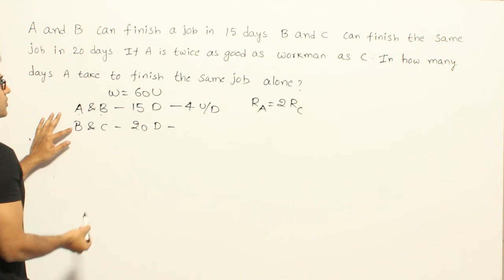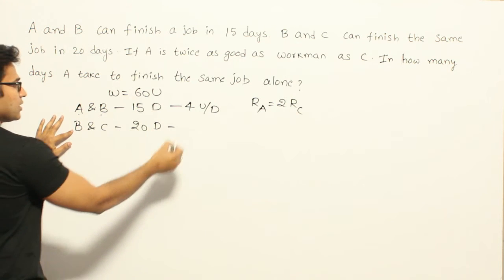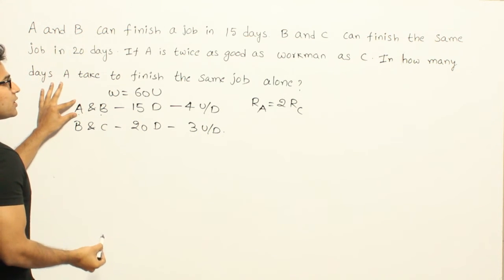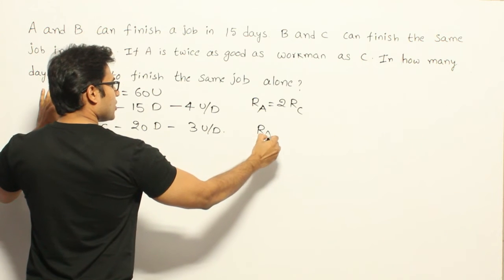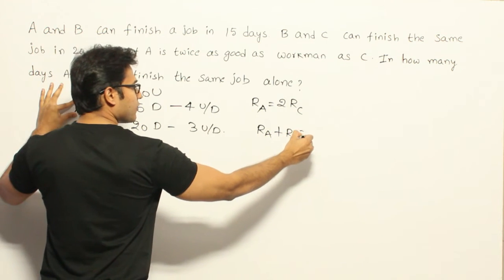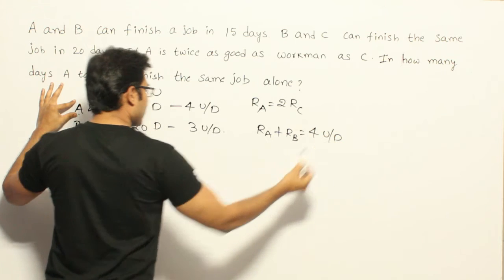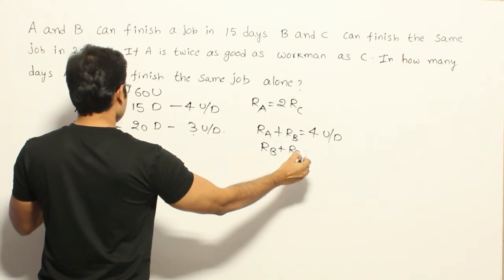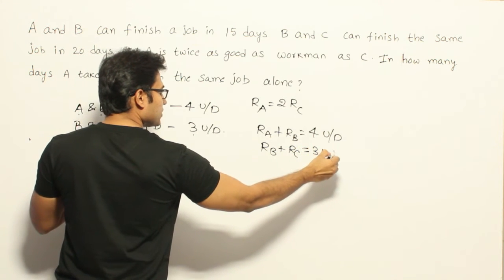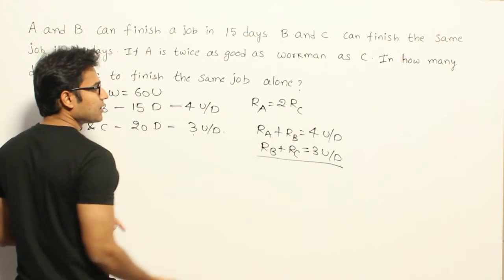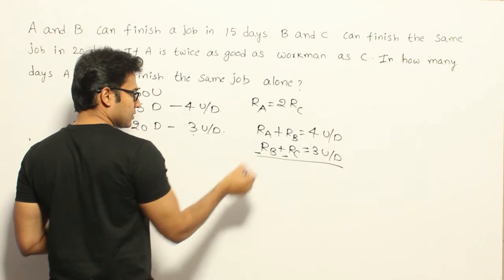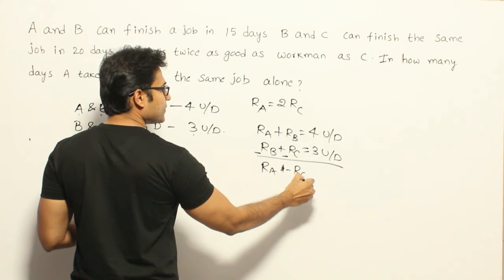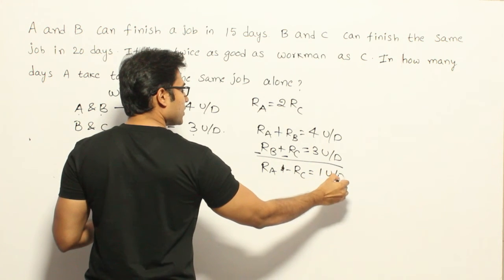And what about the rate at which B and C are working together? 60 by 20, which means 3 units per day. Got it? So what is the meaning of it? Rate of A plus rate of B equals 4 units per day. And rate of B plus rate of C equals 3 units per day. Now you take the difference. If I take the difference, then RA minus RC equals 1 unit per day.